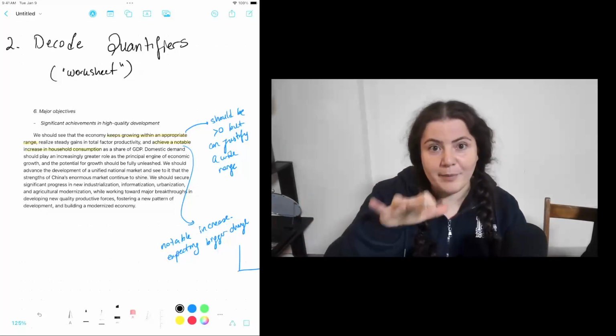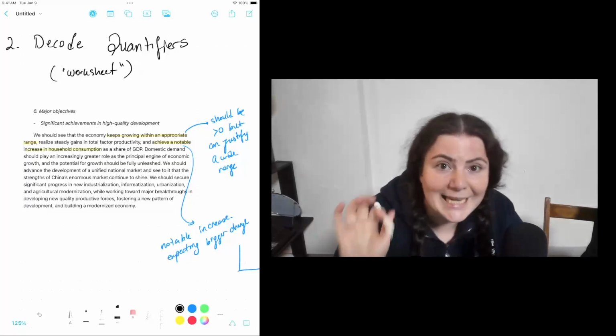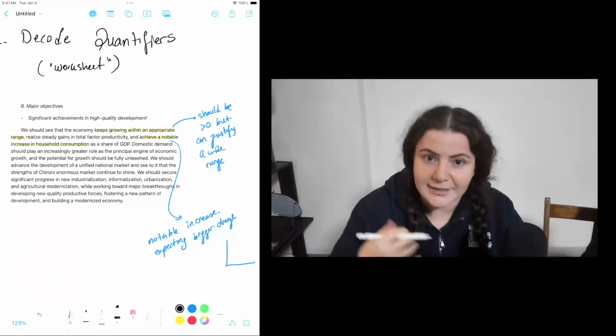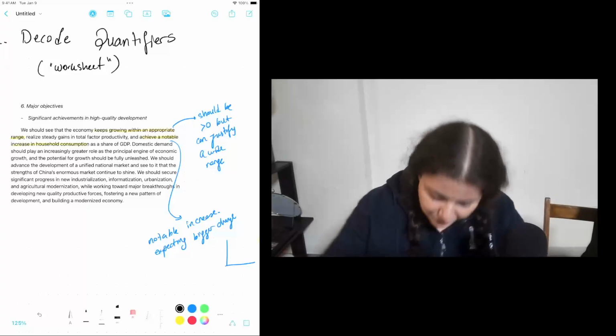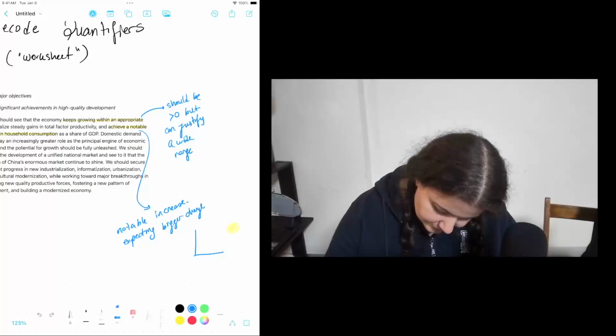But then compare the first one to the next one. It said the goal is to achieve a notable increase in household consumption as a share of GDP. My understanding here is that this is different from an appropriate level of growth. So for example, I made a little chart here. Oops, sorry, one second.